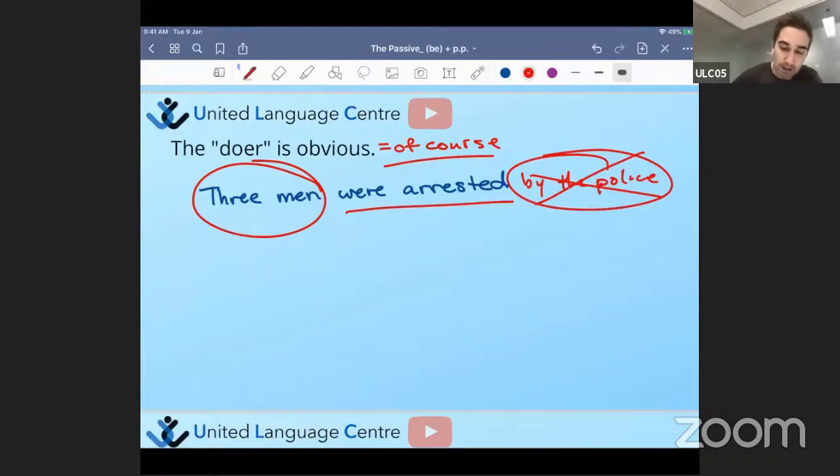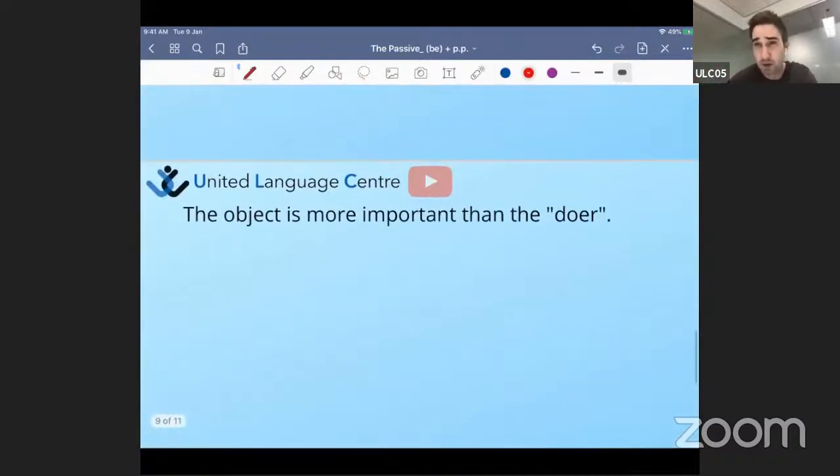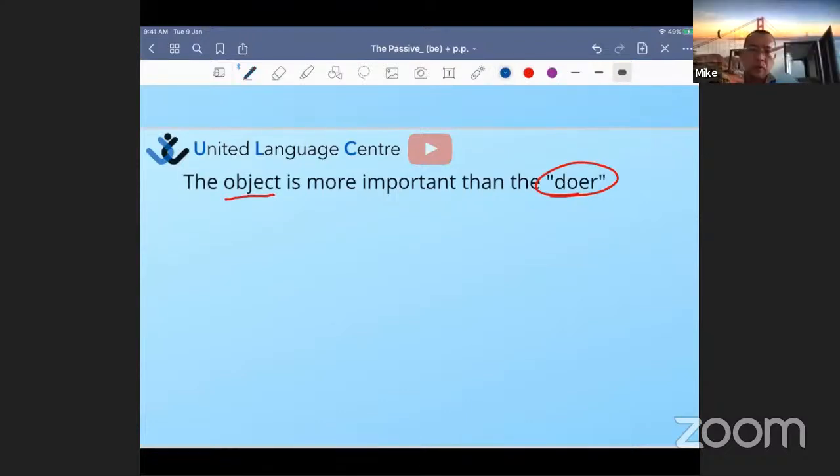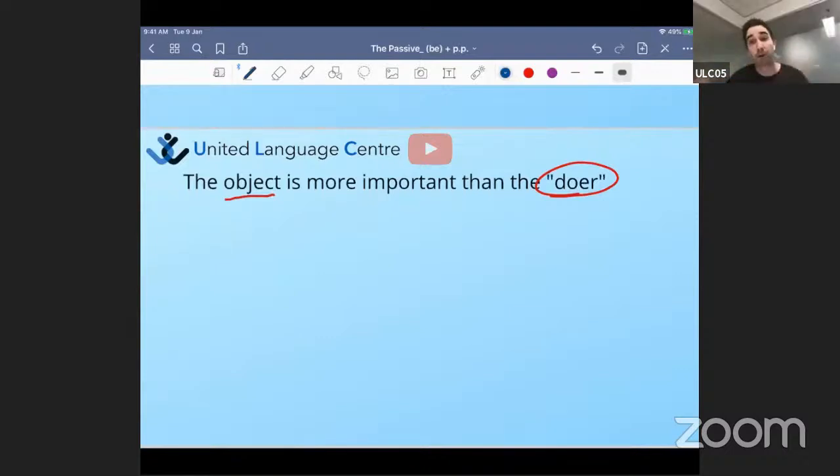Okay. And then the last one. This one's a bit trickier. It's very similar to number 2, where the doer is not important. But in this case, I'm saying the object is more important than the doer. So this is very common when we talk about products.